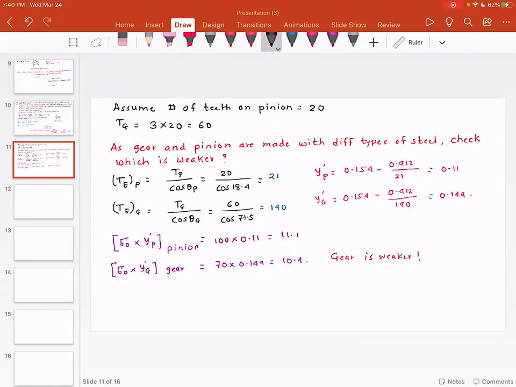Following the same process, we have to find out the value of torque, which is power times 60 divided by 2 times pi times speed of gear, which is 37,500 times 60 divided by 2 times pi times ng, which is 750 divided by 3. And that gives me 1432 Newton meter.